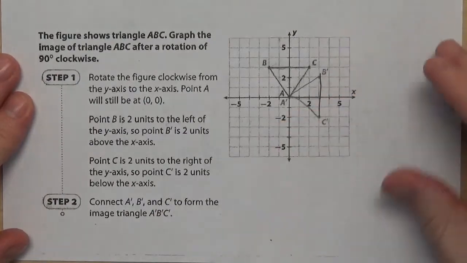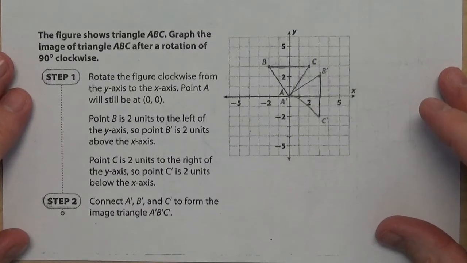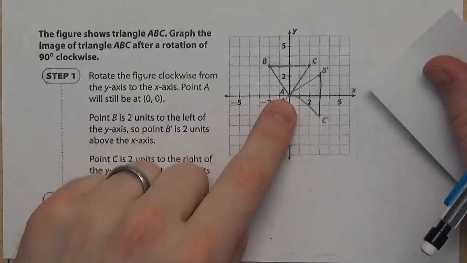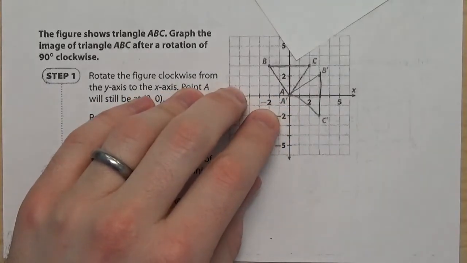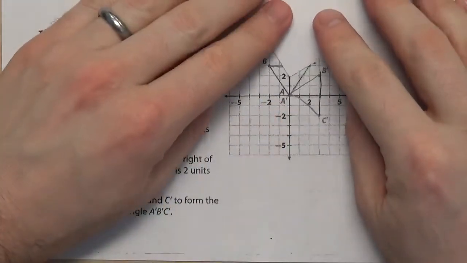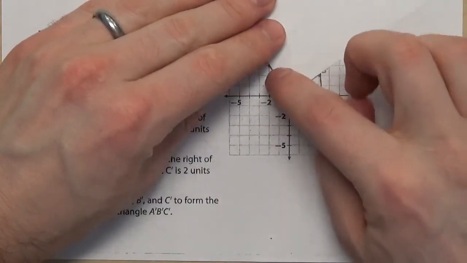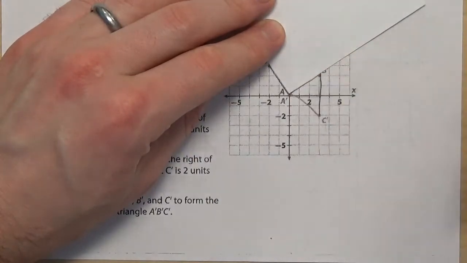The last part says connect A prime, B prime, C prime to form the image of triangle A prime, B prime, C prime. Just one thing real quick that I want you to see before we move on to the back side. I can't show you this with A because A stood still, but with B, we rotated 90 degrees. So if I put a corner right at the origin, it's going to make a 90-degree angle from a line from the origin to B and a line from the origin to B prime.